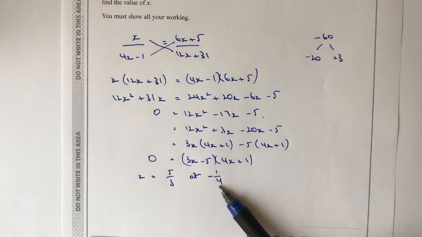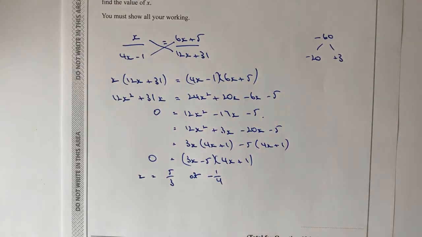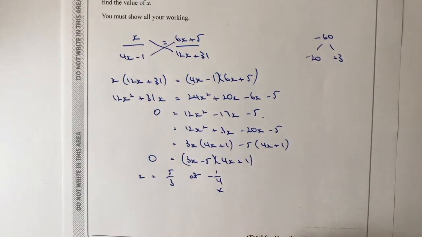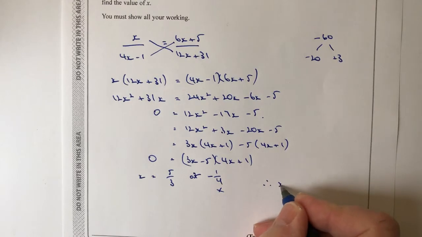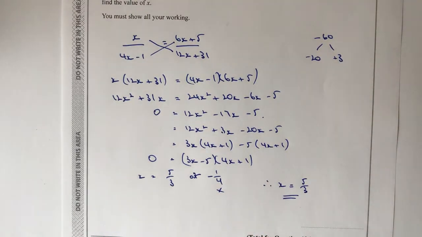Okay, because you can't actually measure this. We have to have a value of x which is a positive number. So with this particular type of question, that doesn't exist. So therefore x equals 5 over 3. And that would be the answer to this particular question.